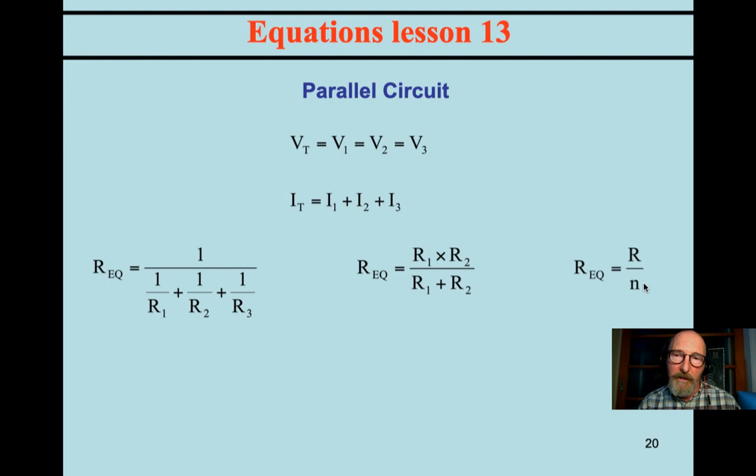So, for example, if you're still not understanding that, if I had two 100-ohm resistors and I put them in parallel, that would just be 100 divided by 2, which would be 50 ohms. If I had three 100-ohm resistors in parallel, I would go 100 divided by 3, 33.3 ohms. So that's really easy when you've got the same value resistors in parallel. The total power in the circuit is equal to the individual branch currents added together.